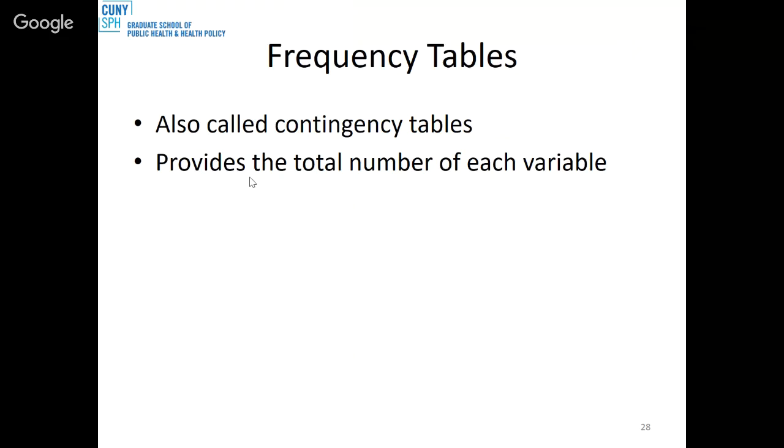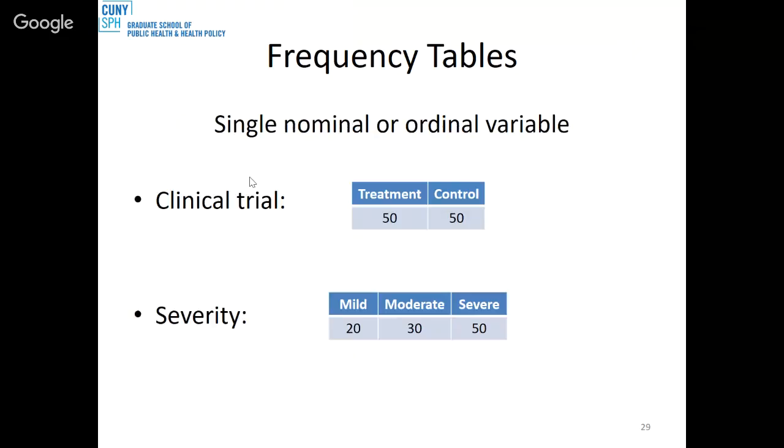viewing it. I'm going to start with a numerical summary called frequency tables or contingency tables, or in SPSS, they're called crosstabs. What these do is provide the total number of each variable. It just counts the number of times you observe each possible value of a nominal variable. So for example, we had a clinical trial with a treatment and a control group and a severity where we asked participants in the trial to rate their pain as mild, moderate, or severe.